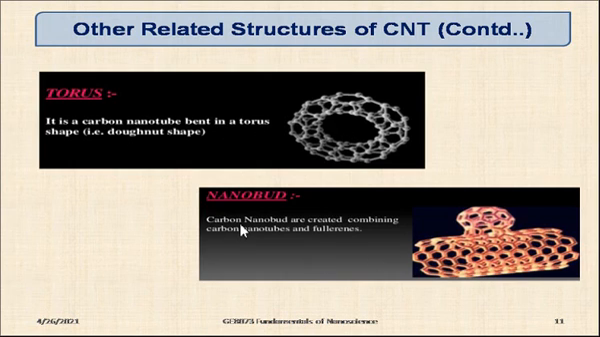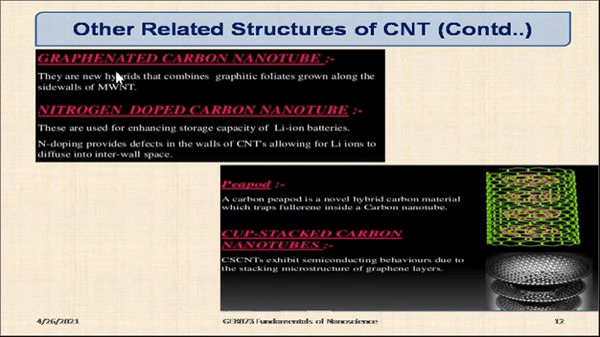Second one is a carbon nanobud, which is created by combining the carbon nanotubes and the fullerenes. The third one is graphenated carbon nanotube, GCNT, which is a hybrid that combines the graphitic foliates grown along the side walls of multi-walled CNT. The fourth one is nitrogen-doped carbon nanotube, that is NCNT. These are used for enhancing the storage capacity of lithium ion batteries. N doping provides defects in the walls of CNTs, allowing lithium ions to diffuse into the interwall space.